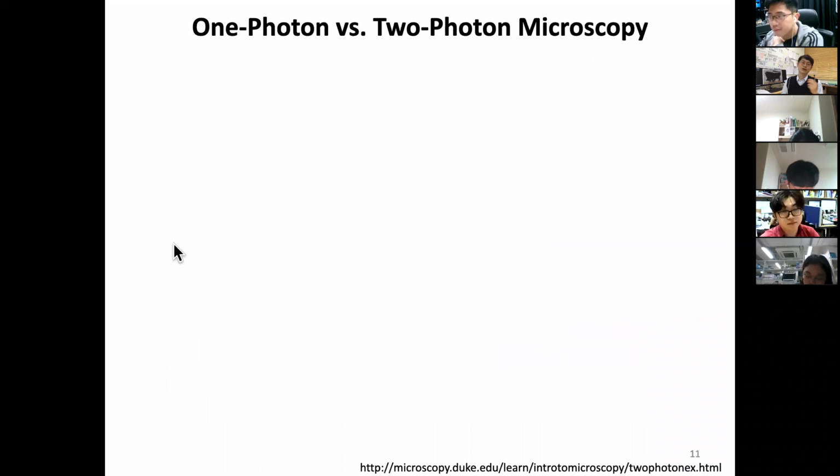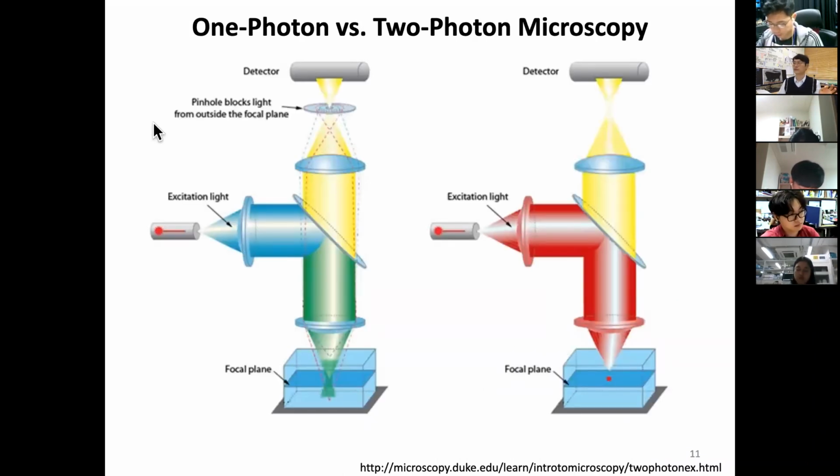Okay, because this confocal is one-photon, I'm going to describe the two-photon microscope. Now, this is like a hidden picture game. You find what the differences are between left and right. So let's go back to Seung-Young. Left is confocal, right is two-photon. Can you describe what the differences are between these two?